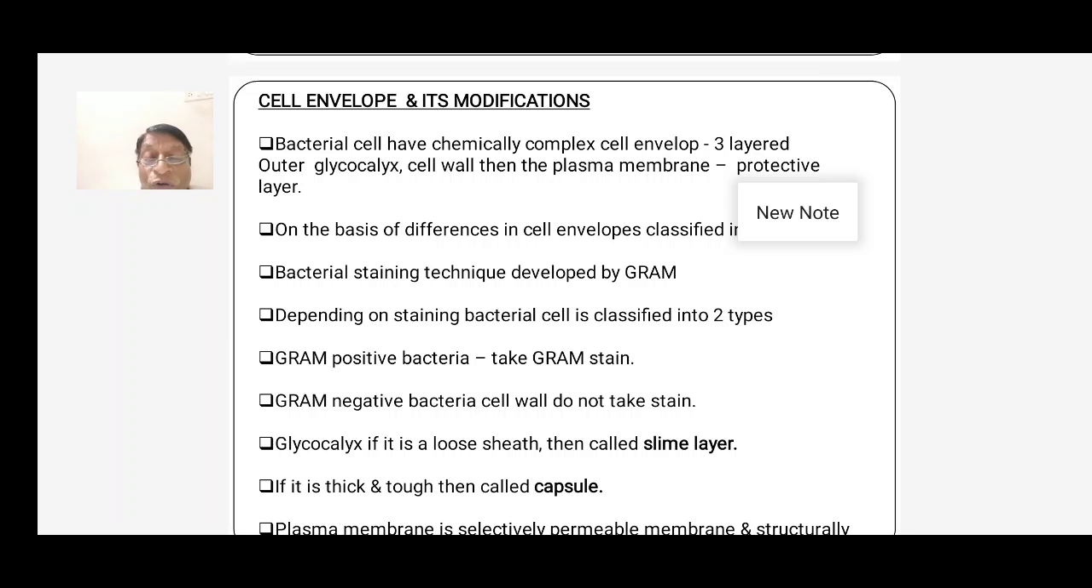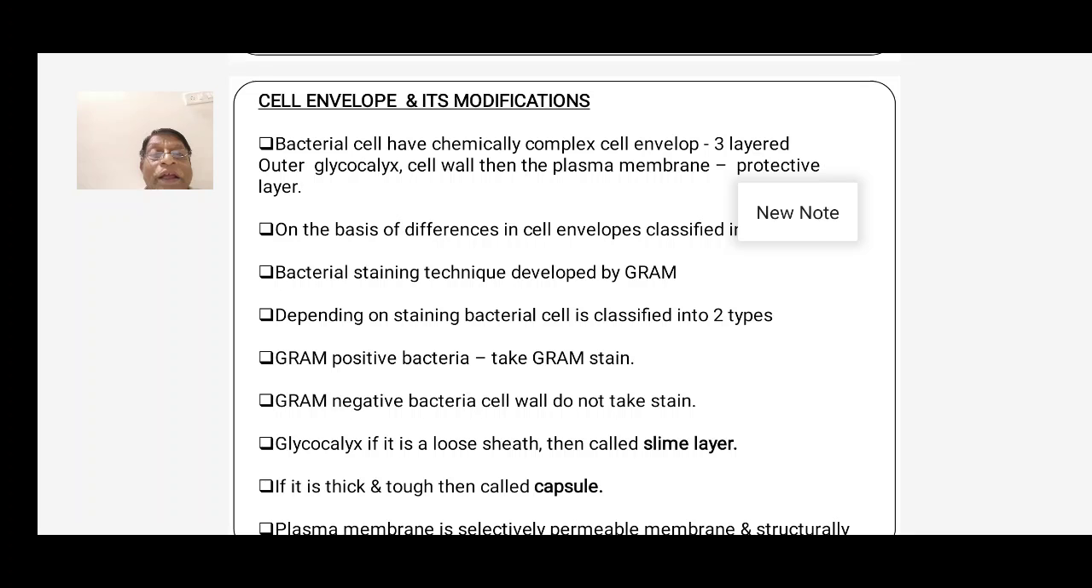This actually determines the shape of the cell, and it supports the bacterium from bursting or collapsing also. That is glycocalyx. Okay.